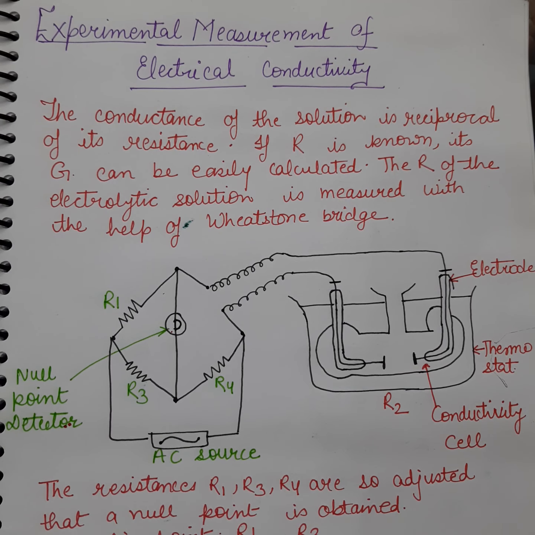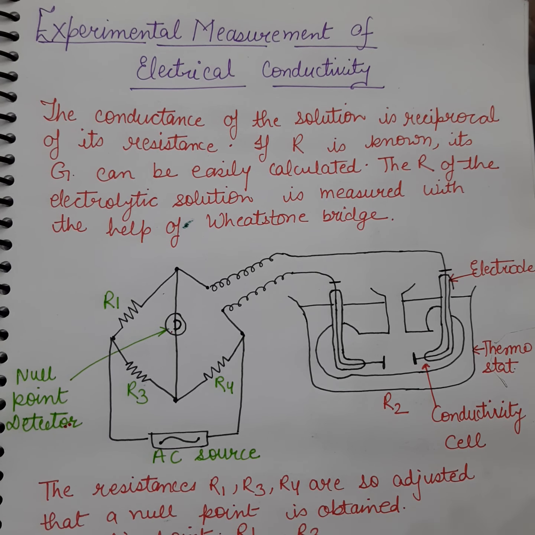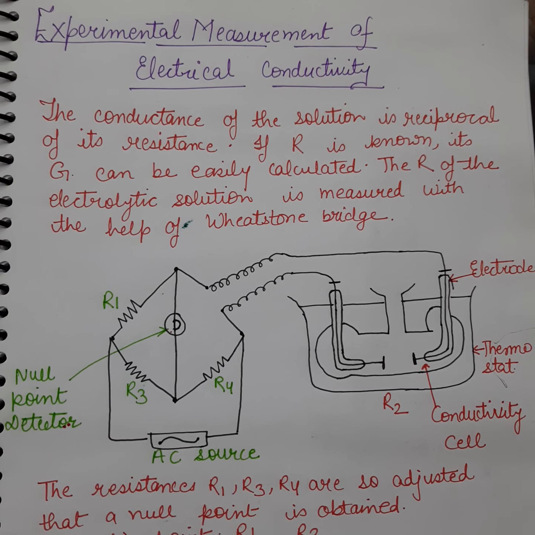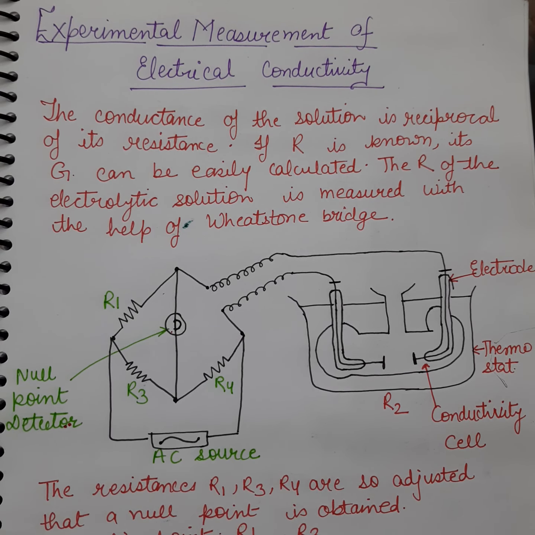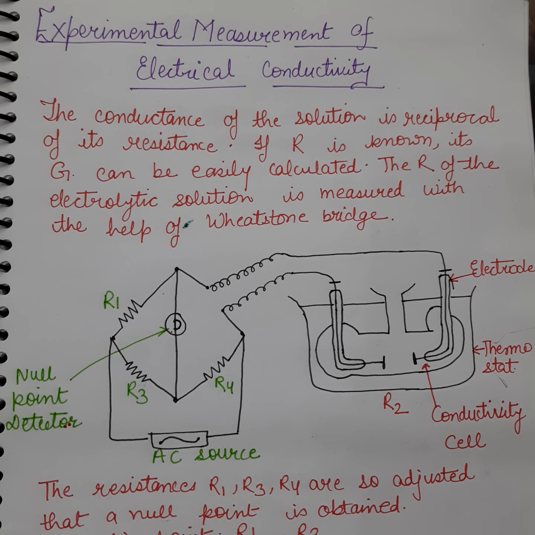So students, I told you that this conductivity cell contains an electrolyte and it is made up of Pyrex glass. It is fitted with platinum electrodes which give the surface area to the electrodes and improve the sharpness also. Here the direct current is not applied because it causes electrolysis and changes the composition of the solution basically. So here we are taking the AC source.